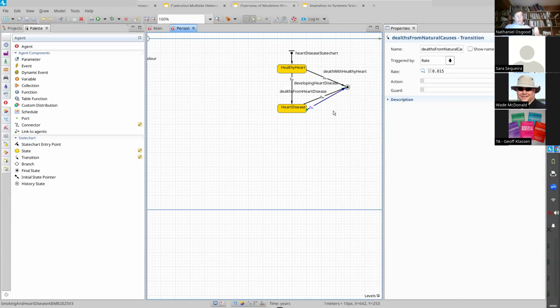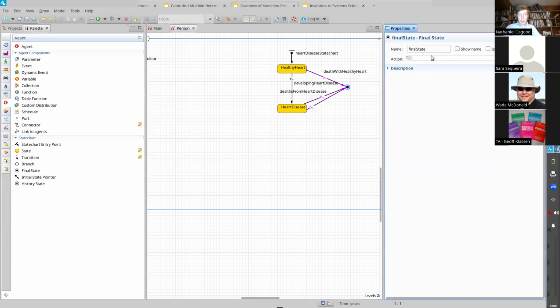So we have transitions to this death state, but there's something we're missing, which is death is not occurring from this death state. And we have to make that occur. So go to the death state, and we're going to effectuate the death. We're going to make death occur in the model.